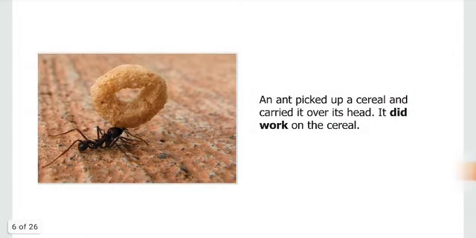Itong ant, di ba? He is picking up a cereal twice his size. Siguro using his jaws, kung meron man siyang jaws or teeth. So, from the ground, inangat niya. Nag-displace, di ba? From the ground above or over his head or its head. Of course, he applied a force dun sa cereal. So, he did work on the cereal, or he has done work on the cereal.